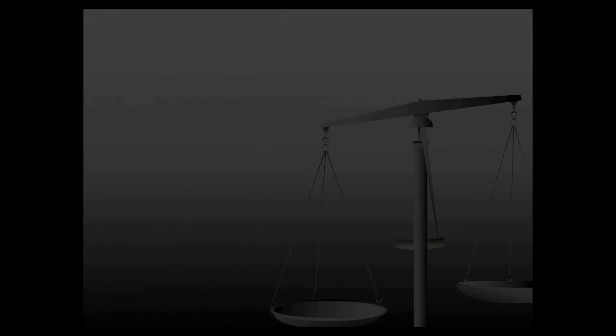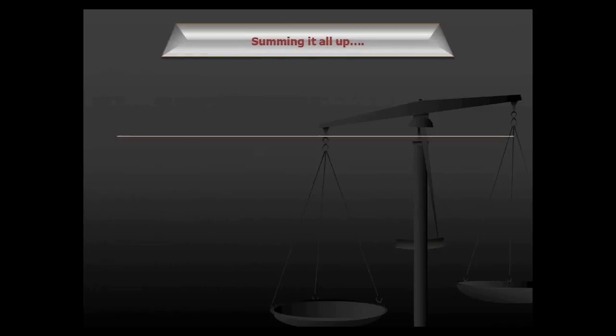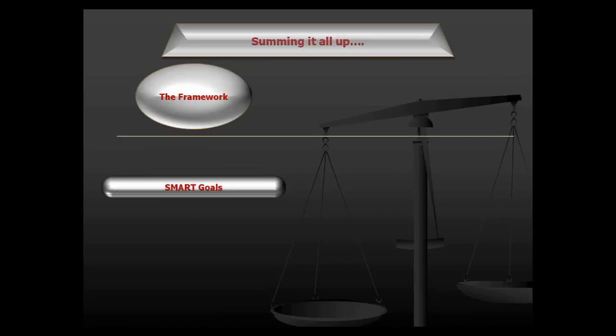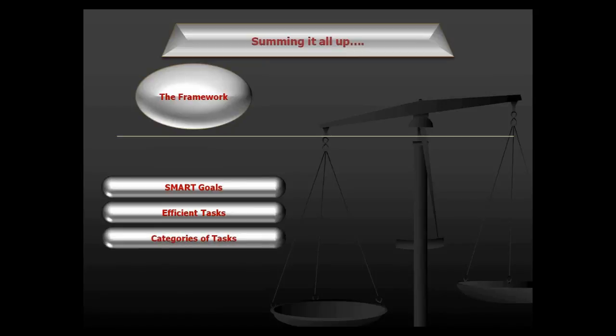Let's just sum up what we've gone through. First, we went through the framework, where we took a look at SMART goals. The goals have to be specific, measurable, attainable, results-based, and time-based. Then we need to make sure that we have efficient tasks. We're going to ask ourselves 6 questions: who, what, where, when, why, and how. And then again, we want to make sure that we only allocate the minimal amount of resources, the lowest input for the maximum output.